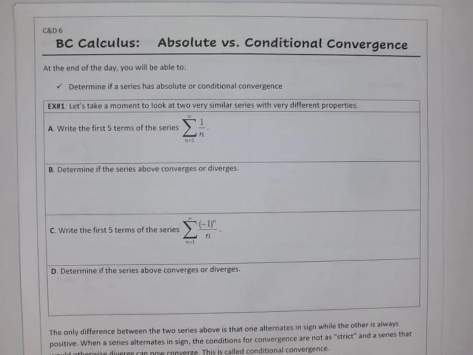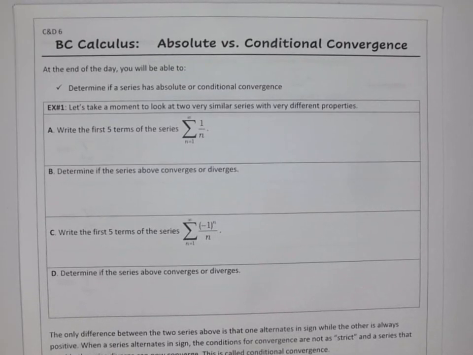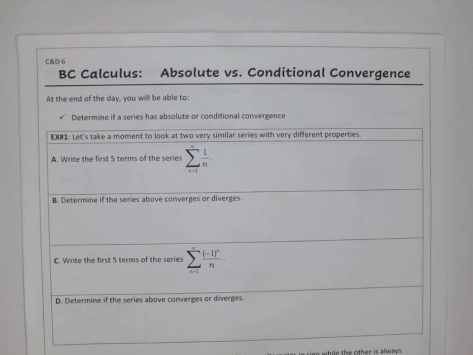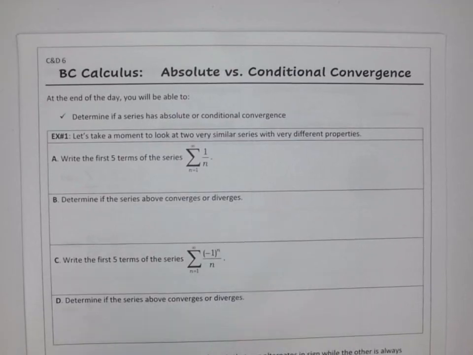Okay, today we're going to look at absolute versus conditional convergence and what those two things mean. Most of the time when we talk about absolute versus conditional convergence, we're working with alternating series. Remember, an alternating series alternates between positive and negative signs, or vice versa.